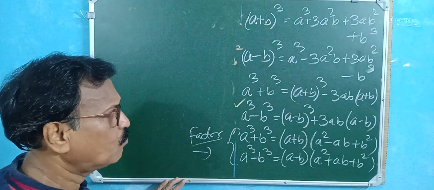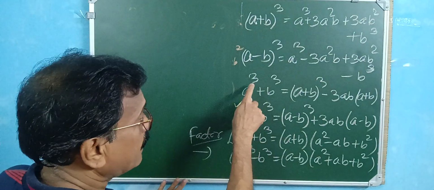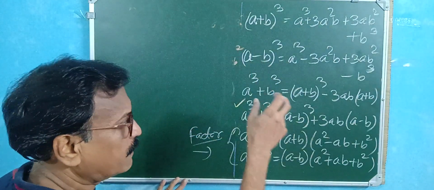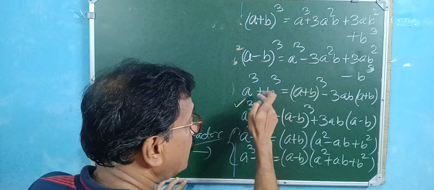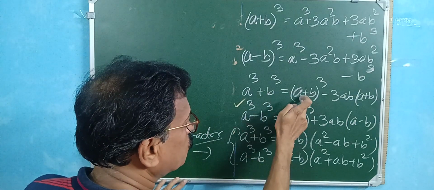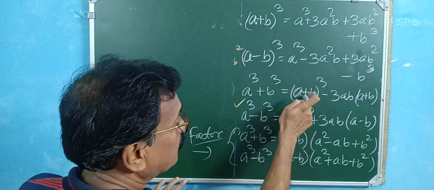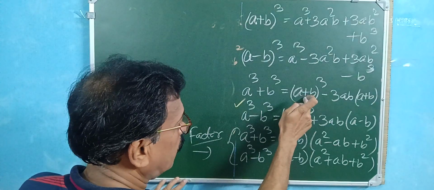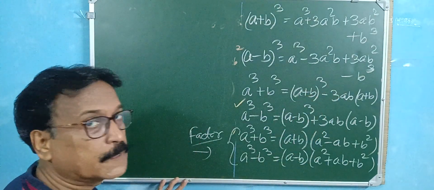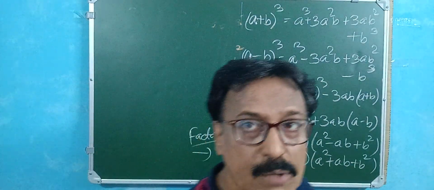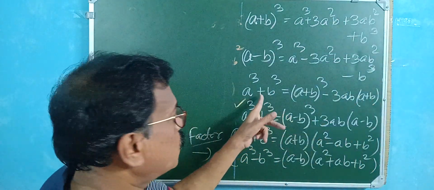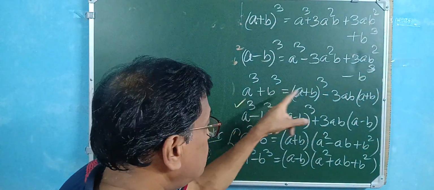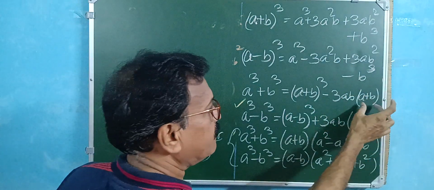Now remember one thing that is very important. If you forget A³ + B³, the first part is A³ + B³, which is (A + B)³. This is plus, so this is minus. Just an easier way to remember. A³ + B³ is (A + B)³ minus 3AB, and this is (A + B).